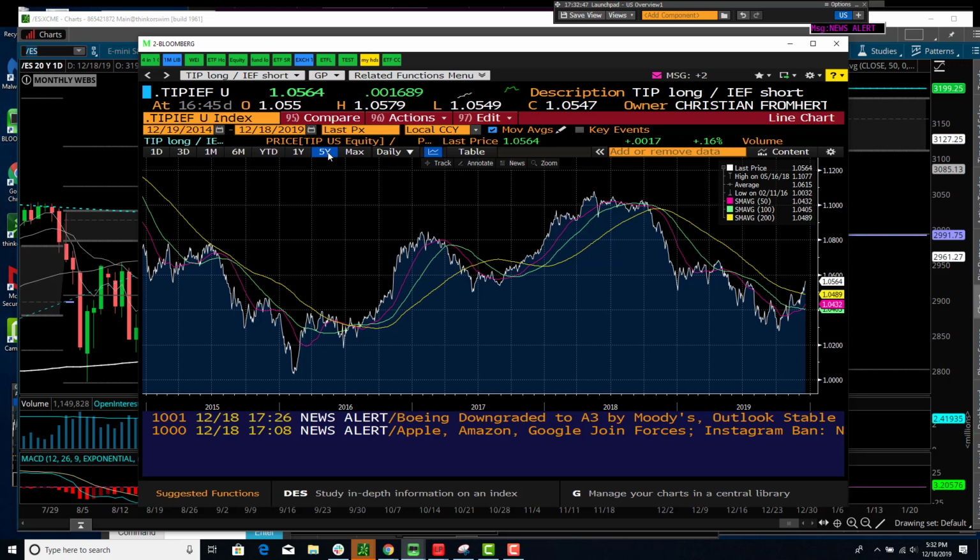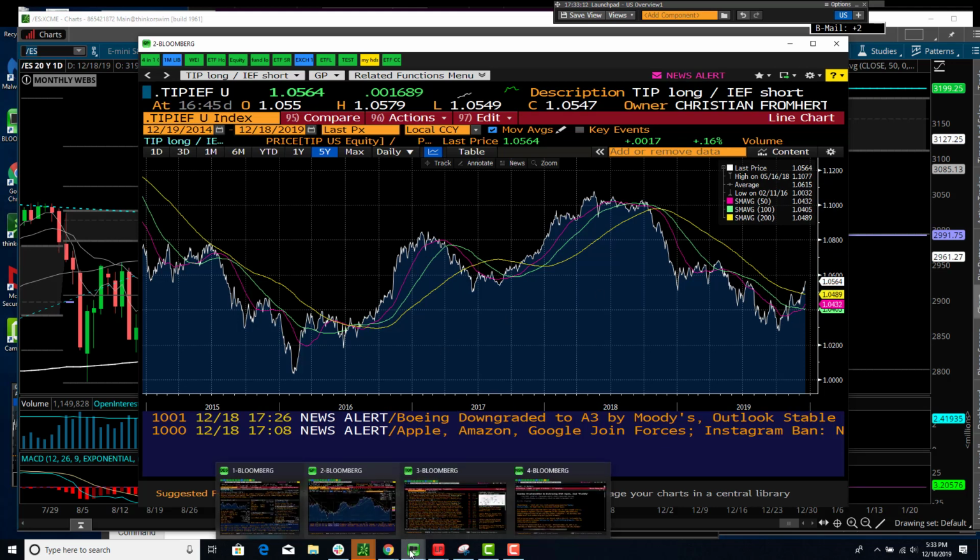It also tells me there are some ways to play things that could move up with inflation possibly moving up. And again, remember it's coming off the lows. This is where it was all the way back in 2016. It kind of topped out here in mid 2018, and we're moving back up.